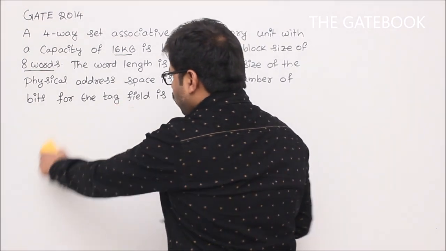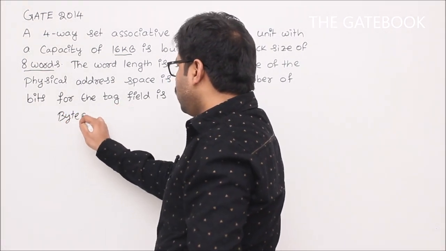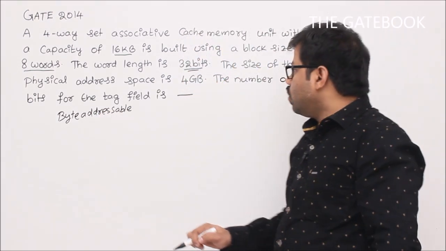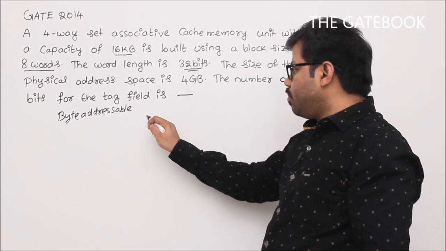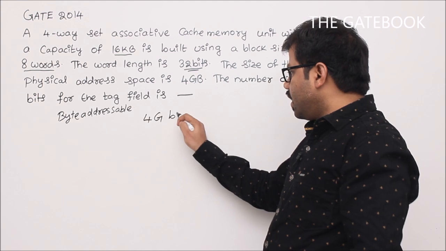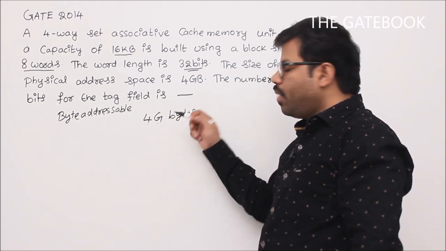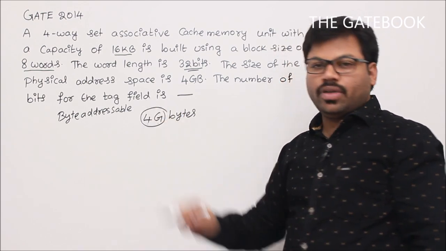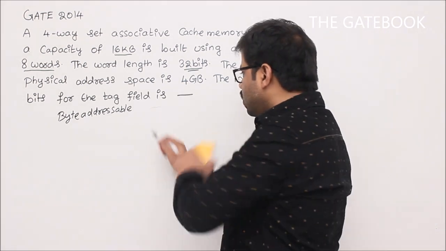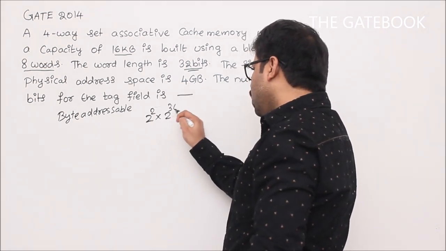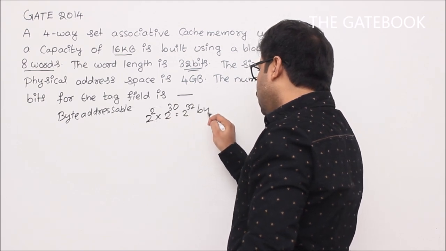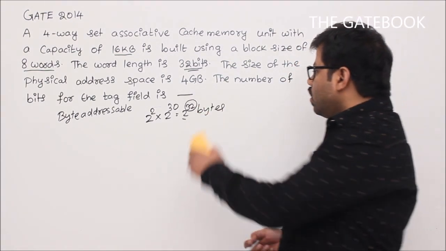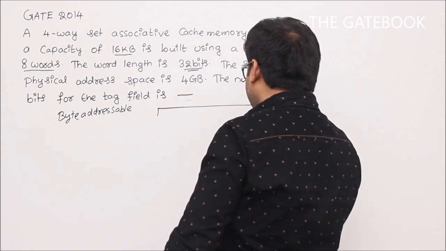Understand? So here again I am assuming byte addressable system. That is default. In a byte addressable system, every byte will be numbered, correct? So here 4 gigabytes is the address space. You have finally 4G bytes. For every byte we need one number. Then for 4G bytes we require 4G numbers, right? So 4G means 2 square into 2 power 30. So 2 power 32 bytes, right? So to number 2 power 32 bytes we require 32 bits. Quite obvious, right? So finally 32 bits is the address space.